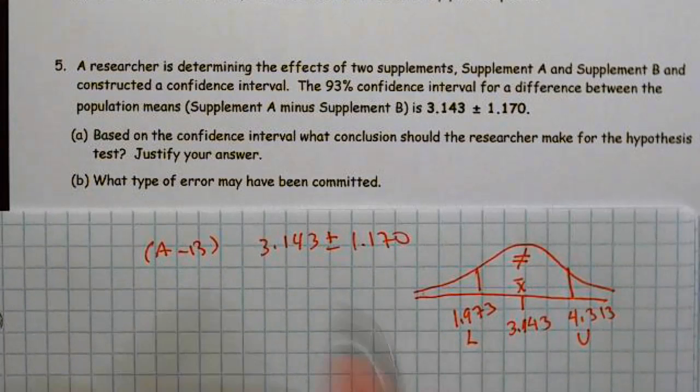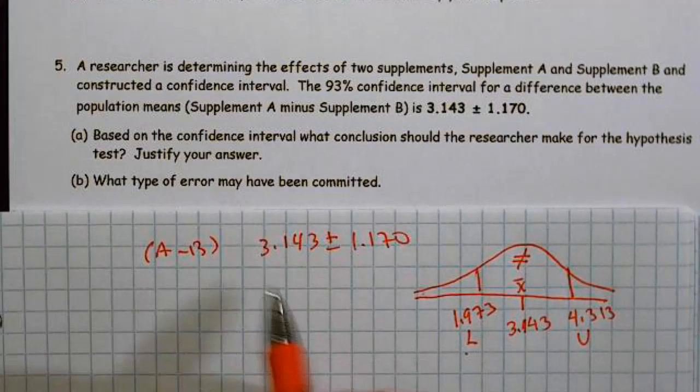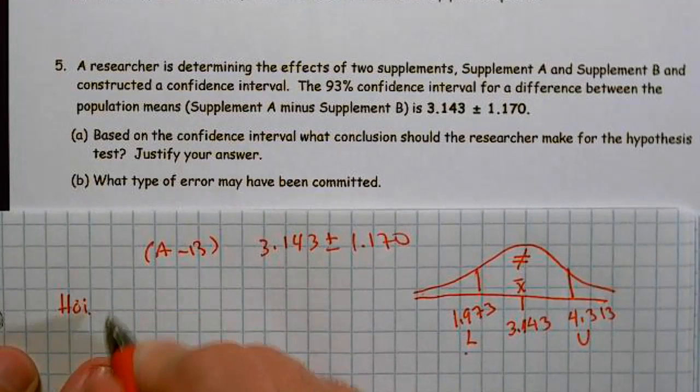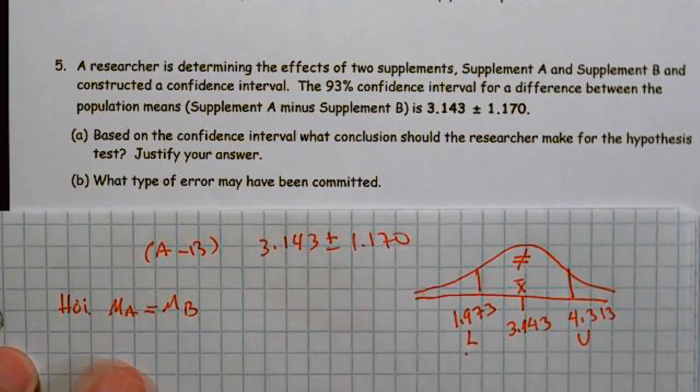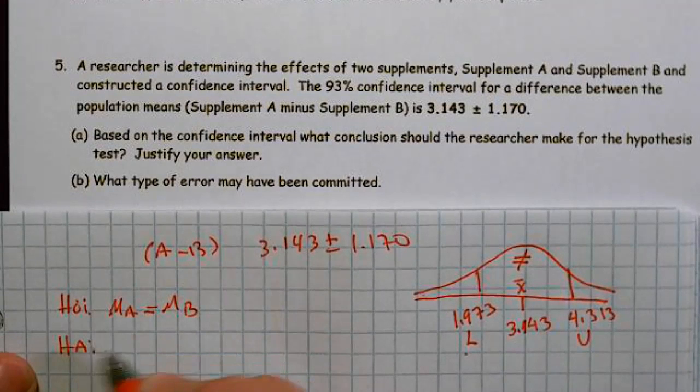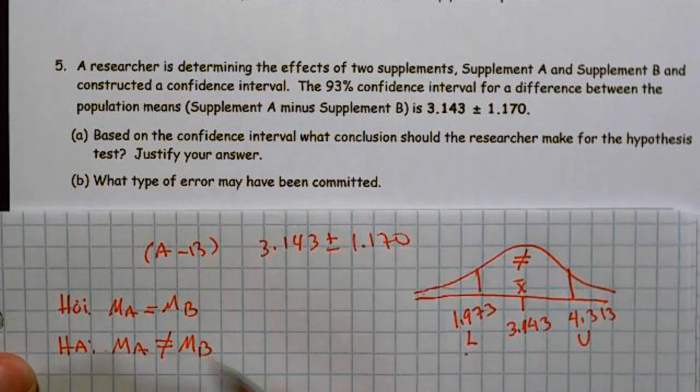So when I look at this, it's like, okay, we know what this means. Now we have a lower bound and an upper bound. And it says, based on the confidence interval, what conclusions should we make about the hypothesis test? I'm like, well, what was the hypothesis test? Well, the null would be, any time, mu A equals mu B. And since it's a confidence interval, the alternative would be mu A does not equal mu B.